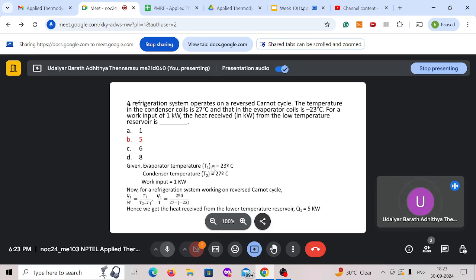So evaporator temperature is minus 23 and condenser temperature is 27. So evaporator temperature in terms of Kelvin is 273 minus 23, which will come out to be 250 Kelvin. So Q1 by W equals the evaporator temperature divided by condenser temperature minus evaporator temperature. Substituting the values, you will find out Q as 5 kilowatts. So for 1 kilowatt of work which you are giving, you are getting cooling of 5 kilowatts.